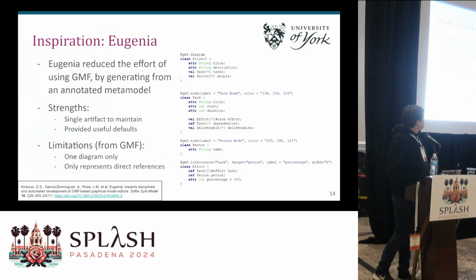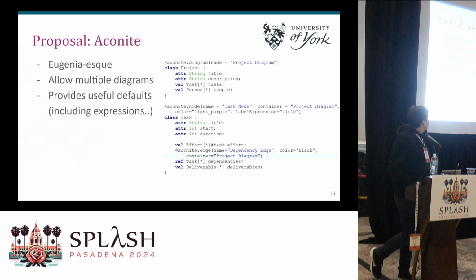As we can see, Aconite takes from it. You can see the correlation between the two styles. So it is very Eugenia-esque. However, because it is in Sirius, which allows multiple diagrams, it also allows multiple diagrams, and it provides useful defaults targeted at Sirius, and this includes expressions.